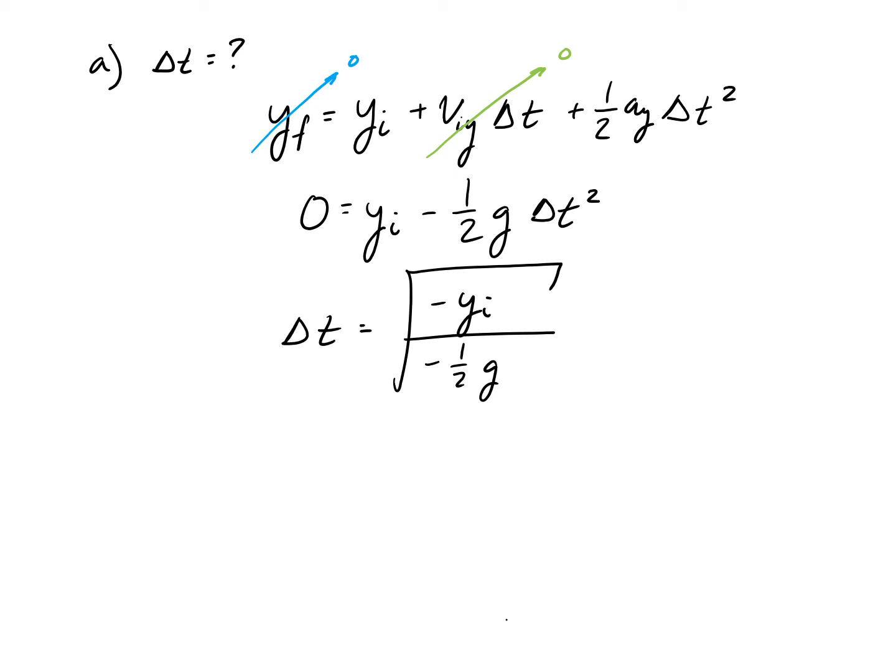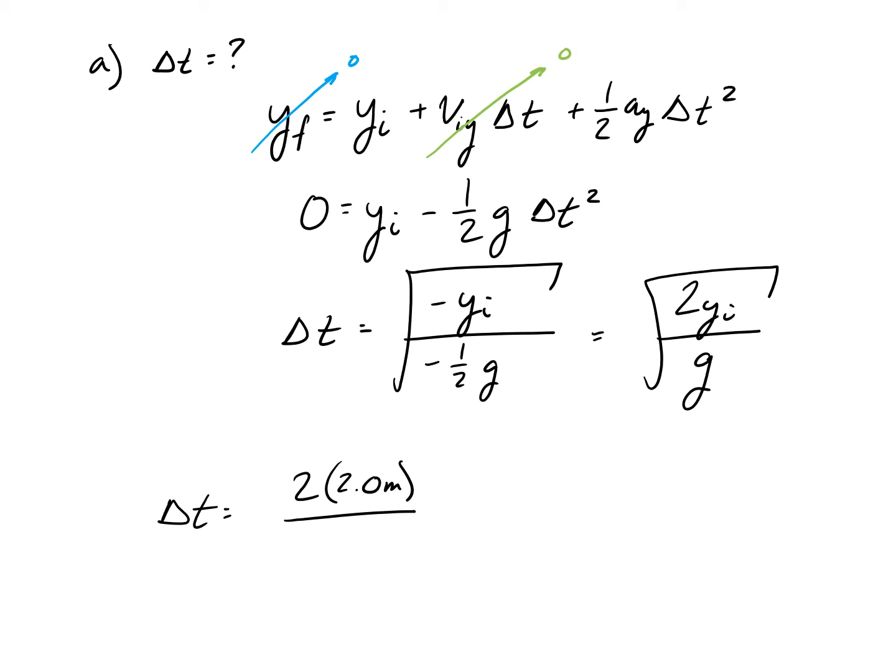I can simplify this down because I'm going to be honest, I hate having double negatives in here and I don't like dividing by a fraction. So I have the square root of 2yi divided by g, and I need to remember to take the square root for this. So I have all my numbers. My initial height based on the coordinate system I've chosen is 2 meters. The acceleration due to gravity is still 9.8 meters per second squared. So I can plug this into my calculator. Let me redo that because naturally I cleared it. So I'm going to have the square root of 4 divided by 9.8.